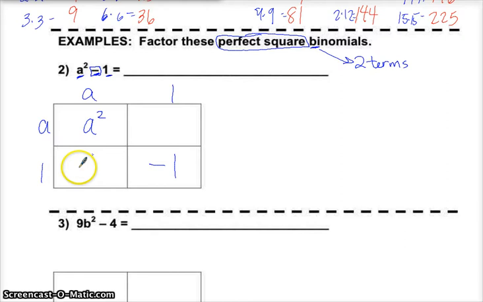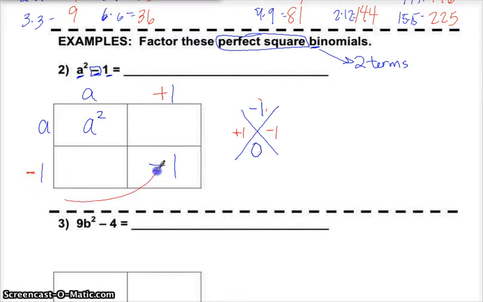If we did our x method, we would multiply to get a -1 but add to get a 0. So what two numbers multiply to give me -1 but add to give me 0? Well, it has to be a +1 and a -1. Positive times negative is negative, and +1 plus -1 is 0. So one of these ones needs to be a positive, and one needs to be a negative.